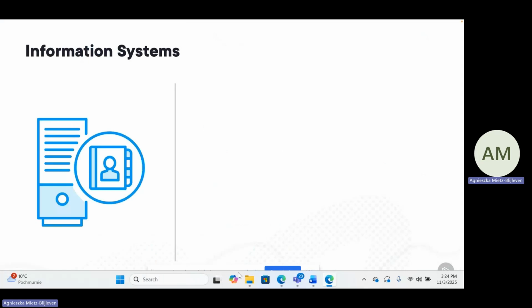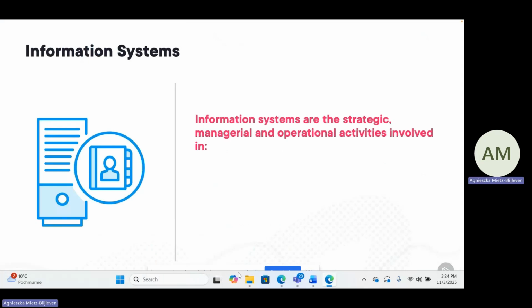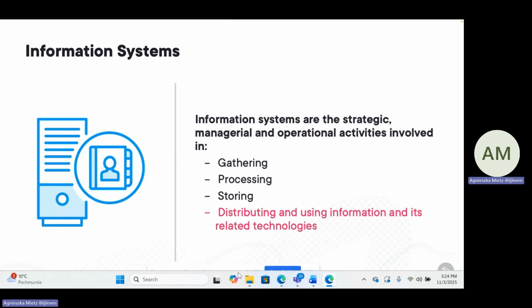So the first question, what is an information system? Information systems are the strategic, managerial, and operational activities involved in gathering, processing, storing, distributing and using information and its related technologies. Therefore, we are going to look at an information systems audit in many different phases of a system's life cycle. We look at how it is first built and how it is designed to gather and collect information. How does it preserve the integrity and confidentiality of that information as it's processing and storing it? And of course, making sure that the data that comes out of the system and is distributed only goes to the right people and is correct, for example.